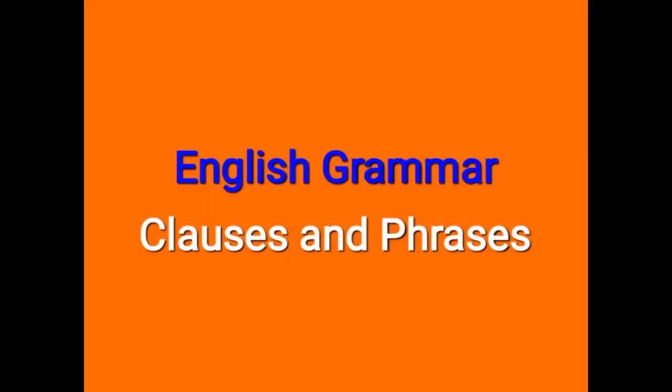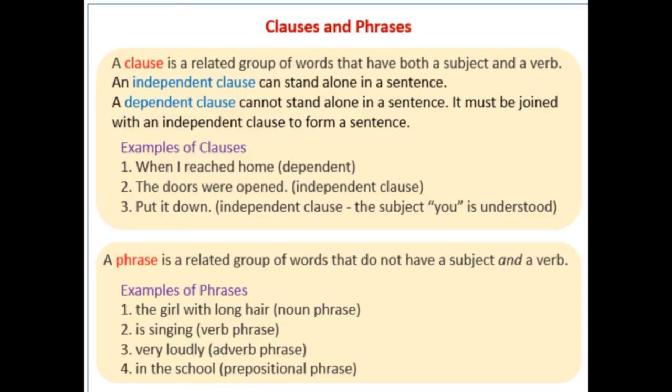Today I am going to teach you English grammar, clauses and phrases. A clause is a related group of words that have both a subject and a verb. A clause is a group of words that makes a complete sense. It contains a subject and a predicate. A clause can stand alone in a sentence.